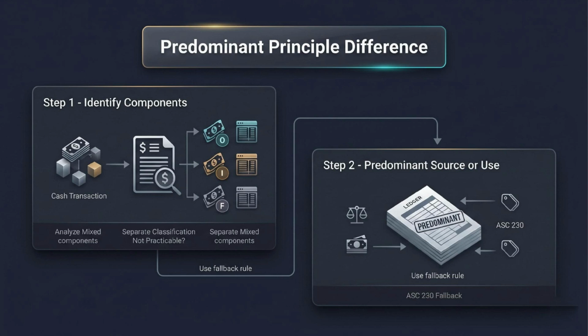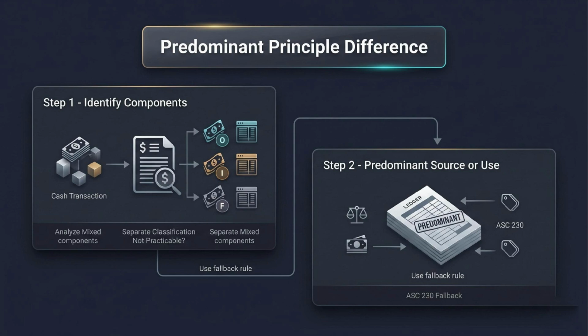Now let us revise the predominant source or use principle. Under US GAAP, when a single cash receipt or payment has identifiable components that belong in different activity categories, the components are classified separately if practicable. If separate identification is not practicable, the entire cash flow is classified based on the predominant source or use of the cash flow. This fallback principle is especially useful for mixed or complex transactions.